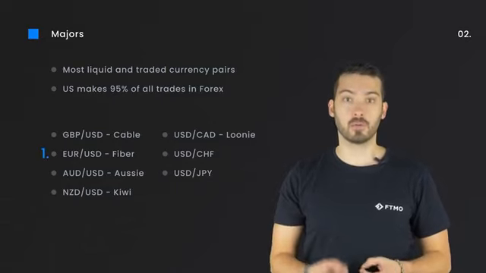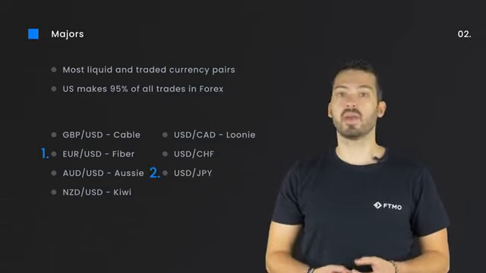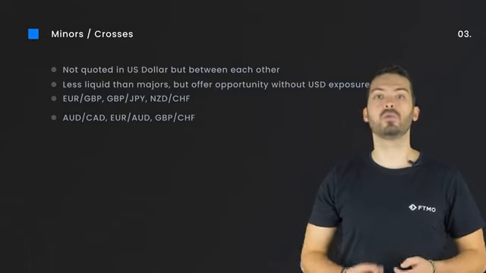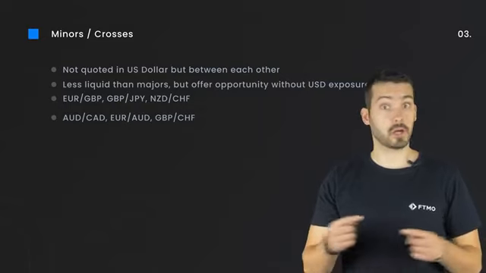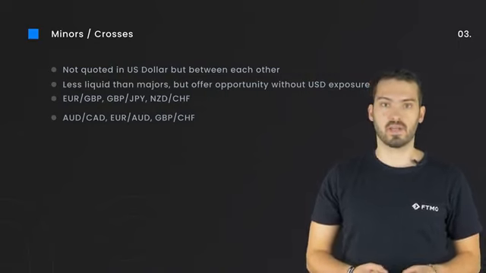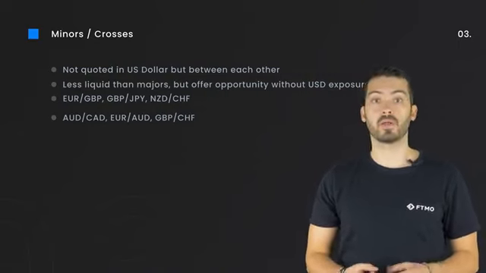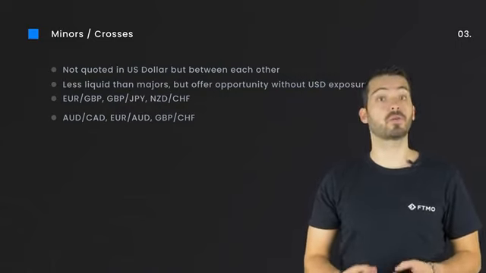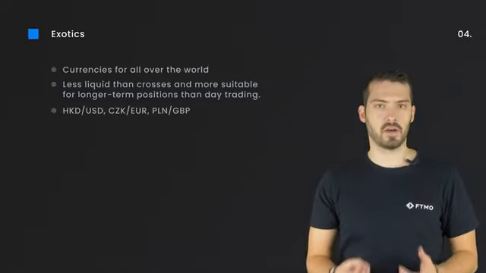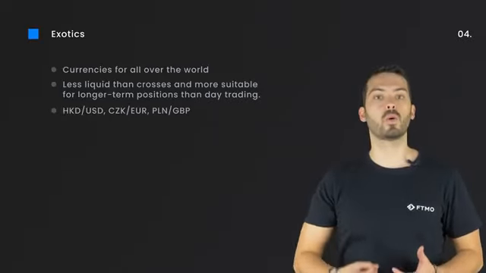Euro-USD is the most liquid and traded currency pair. In second place, we have USD-JPY. Minors. These pairs are not quoted with US dollars, but between each other. Euro and British pound, Aussie dollar and Japanese yen, New Zealand dollar and Swiss franc, and so on. These pairs are usually less liquid, but offer a great opportunity to those traders that don't want to get exposed to dollar. Exotics. Exotics include currencies from all over the world.